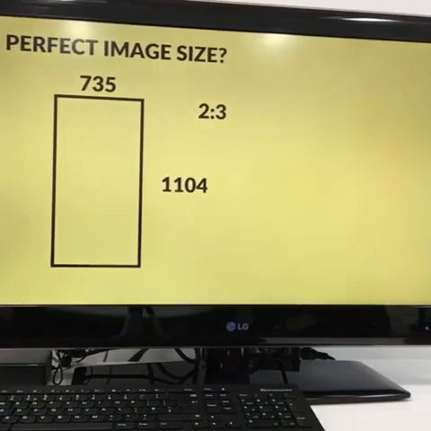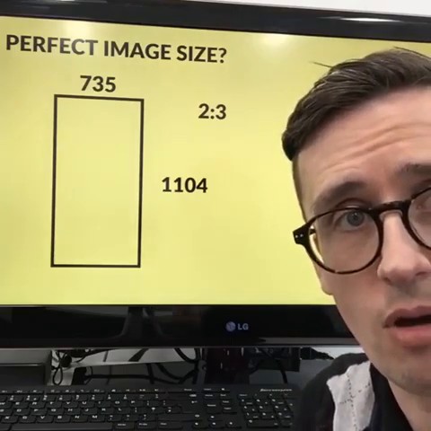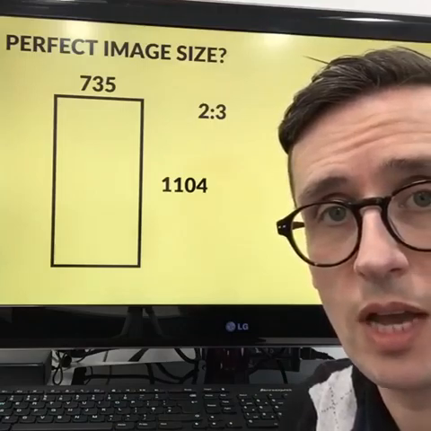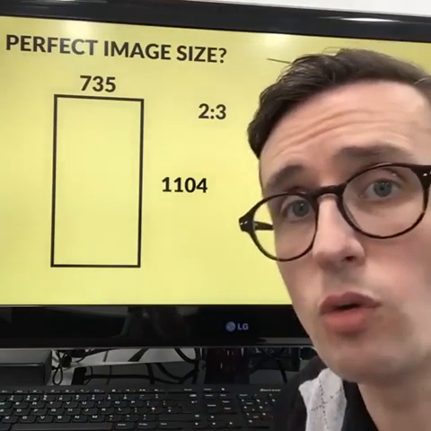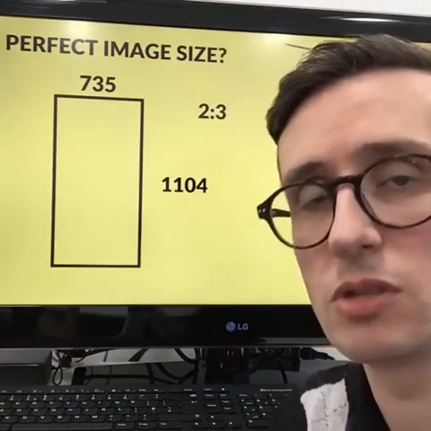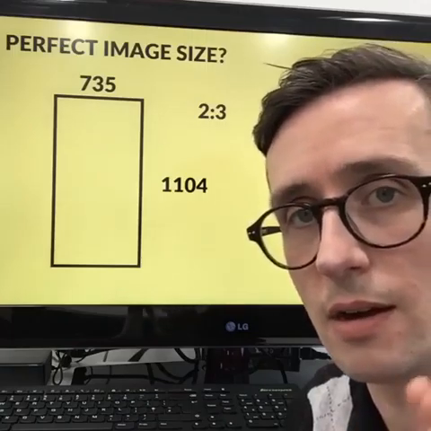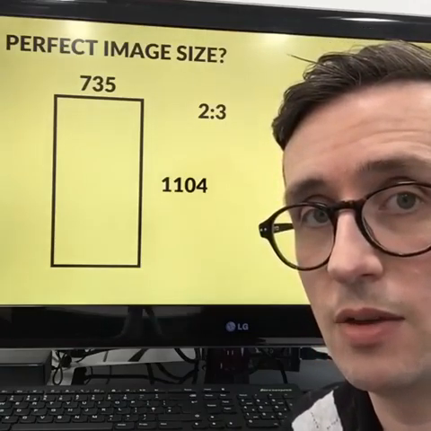So perfect image size is 735 across and about 1104 long. And that's a ratio of 2 to 3. So it can be 735 by 735 if you want a square. They're all 735, or they'll be reduced to 735. So if you can do a ratio of 2 to 3, then that's ideal. You can make it much longer, but always 735 in width.